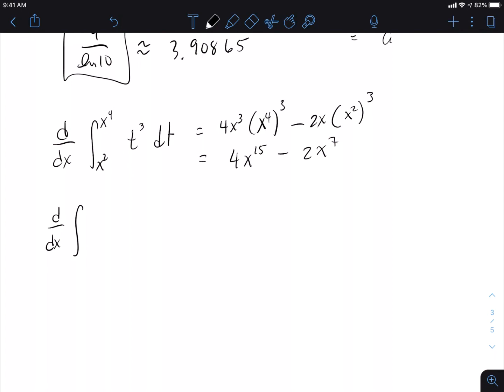Let me give you another one and see if you guys can get it, okay? So let's say I gave you 3x and x squared, and let's say sine of t squared dt. Because in order for you to demonstrate that you get it, you have to be able to do the problem without me, right? So let's see if you can do it without me.